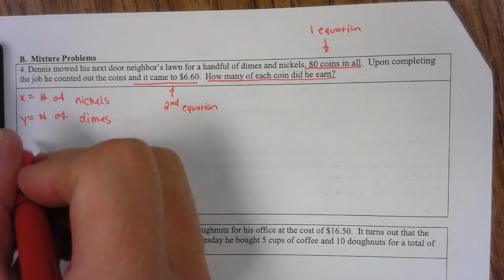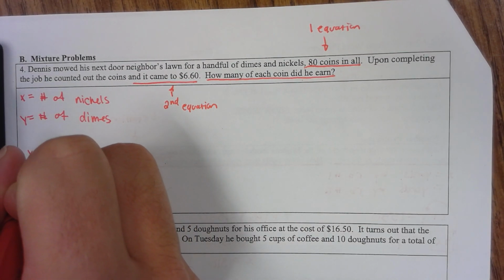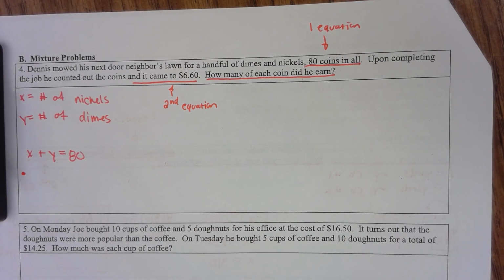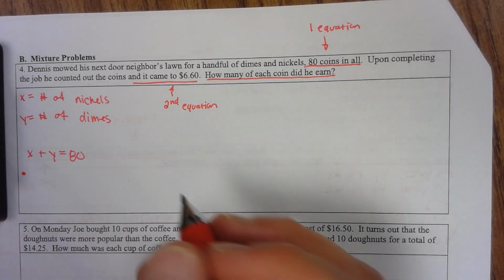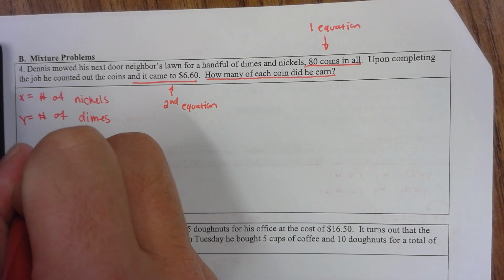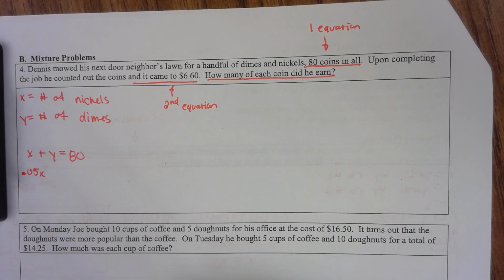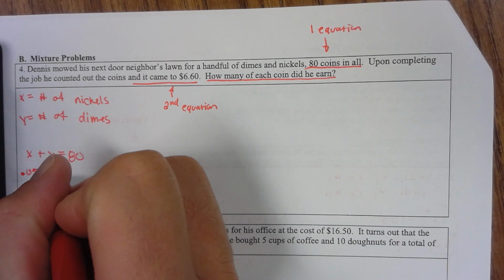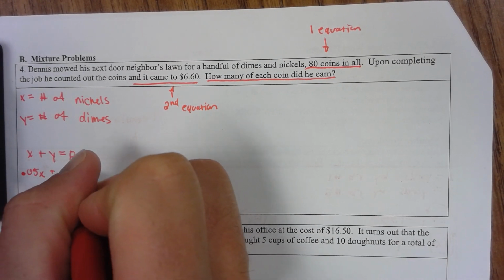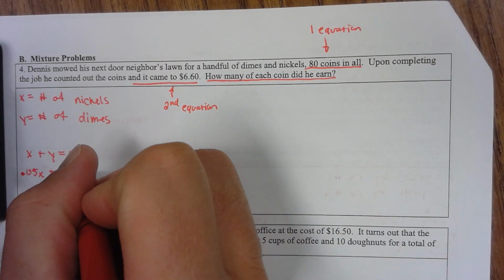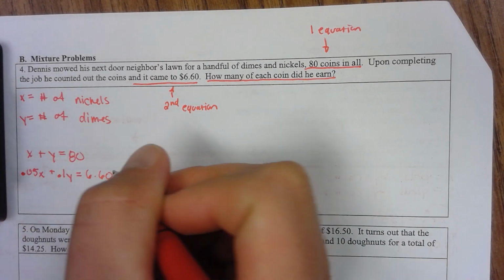Remember that a dime and a nickel are not full-on dollar amounts, right? So a nickel would be 0.05, or 5 cents. So 0.05 times X plus how much a dime is worth, which is 0.1Y, and that totals to 6.60.